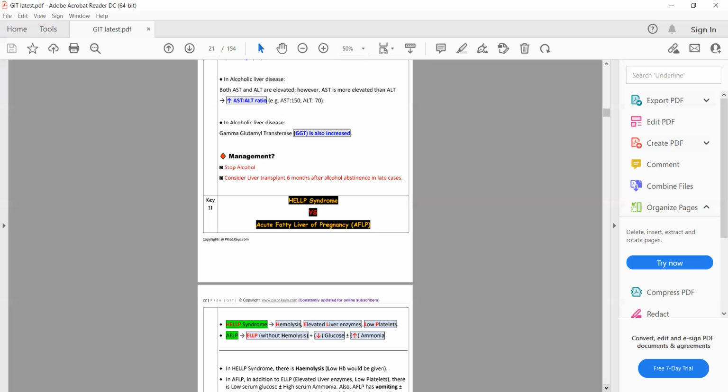In acute fatty liver of pregnancy, basically there is a problem in the mitochondria. In mitochondria, beta oxidation of fatty acids occurs. The enzymes involved in the beta oxidation of fatty acids are defective due to an unknown mechanism, which can result in acute fatty liver of pregnancy. It usually occurs in the third trimester of pregnancy or immediately after birth.